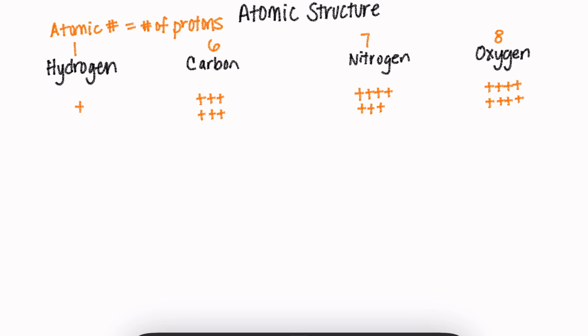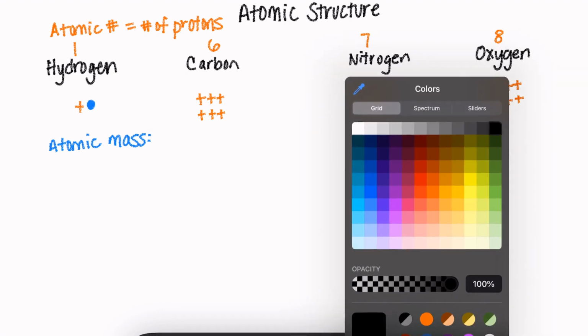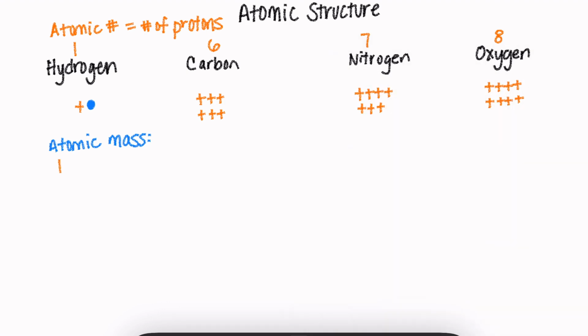Okay, the next thing we'll do is start adding the appropriate neutrons, which are also found in the nucleus. So hydrogen will typically have 1 neutron, and that means that its atomic mass is going to be 1 proton plus 1 neutron for 2, because a proton has a mass of 1, and so does a neutron. Like that.